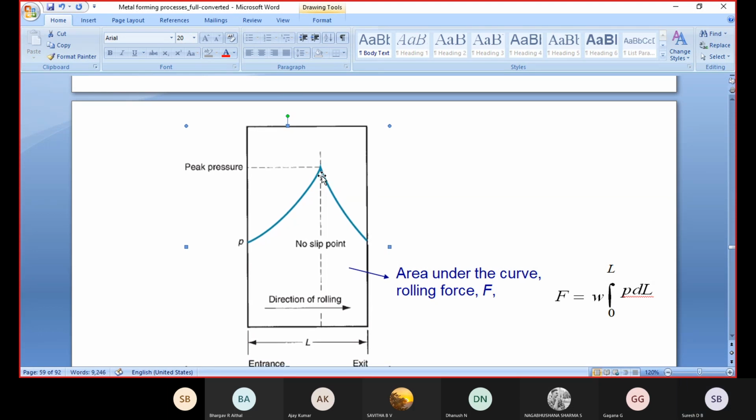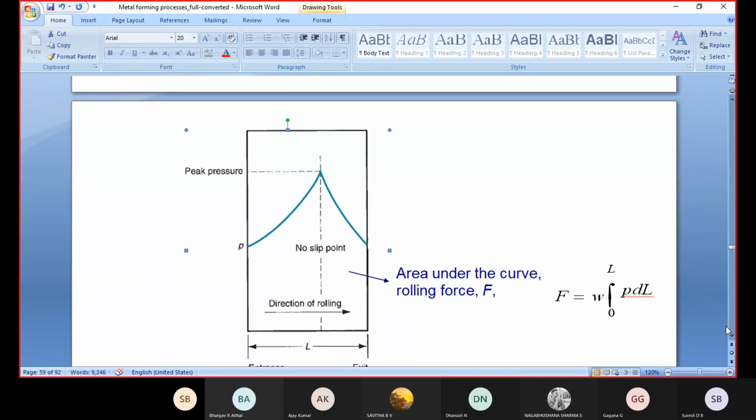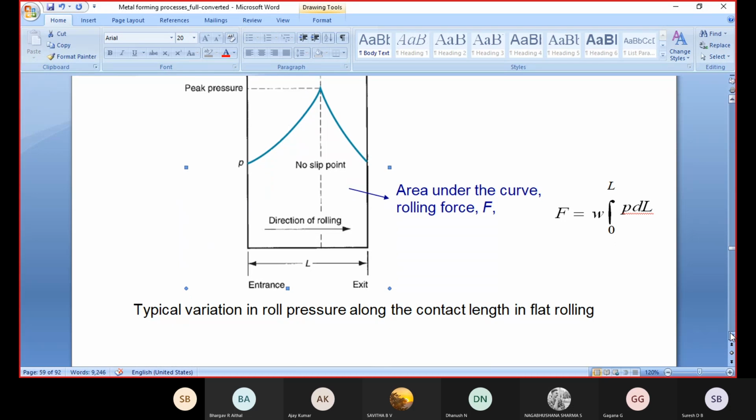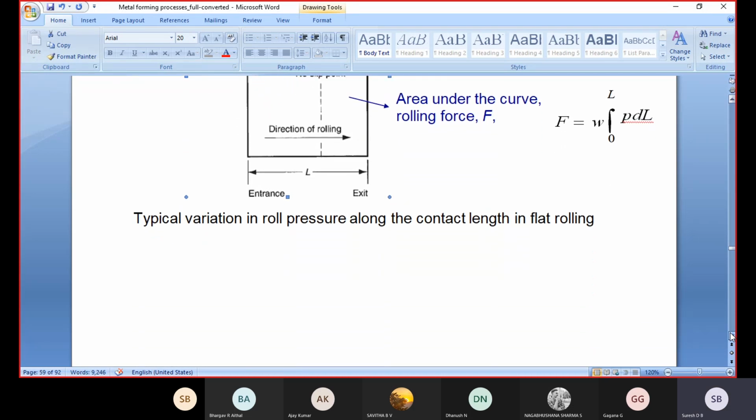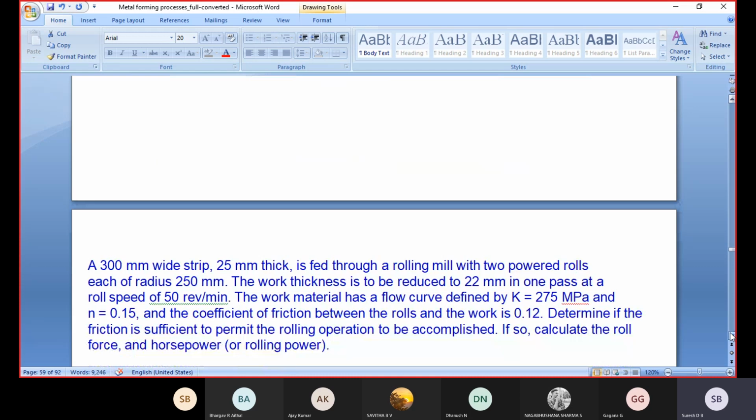Any doubts? See here, this is the entry condition and this is the exit condition. This entry to exit distance is called the length of arc of contact. Any doubts in this? No, sir. Okay. This is the variation of load or force in the rolling process.